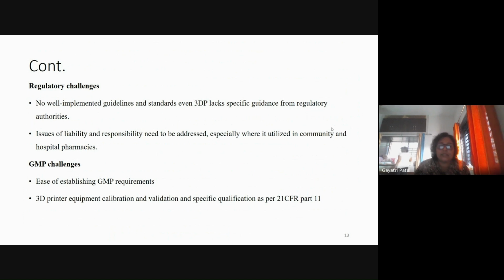Then GMP challenges, yes, of course, that is the ease of establishing the GMP requirement. So I can't consider it a challenge, right? But yes, whenever we have any specific equipment for pharma application, it must comply with 21 CFR Part 11, right? So I don't think 3D printer equipment calibration and validation has specific qualification as per 21 CFR Part 11. So these are some challenges I pose from this.